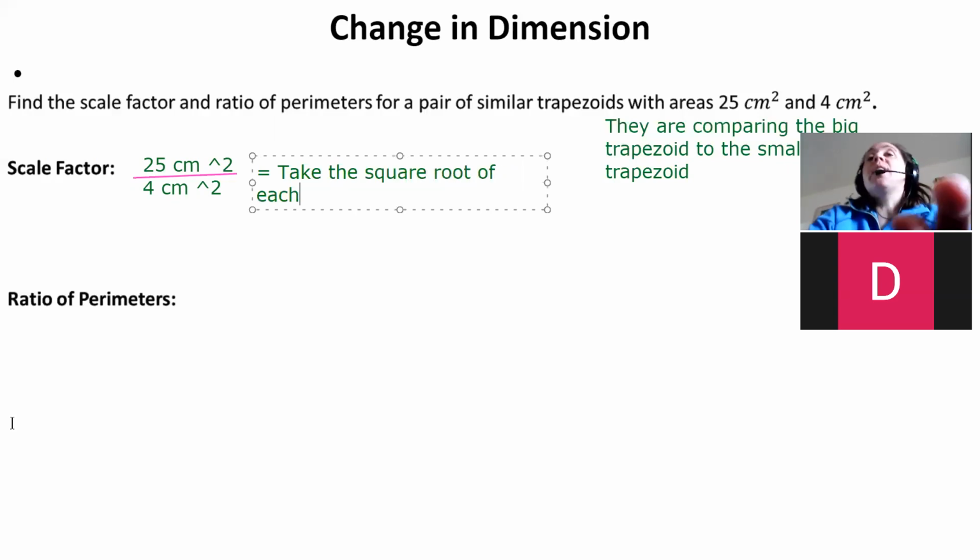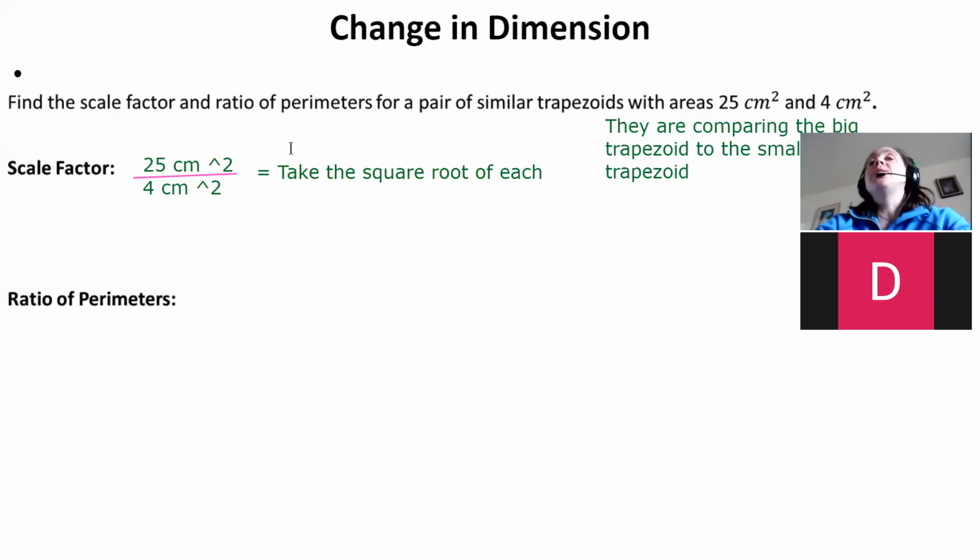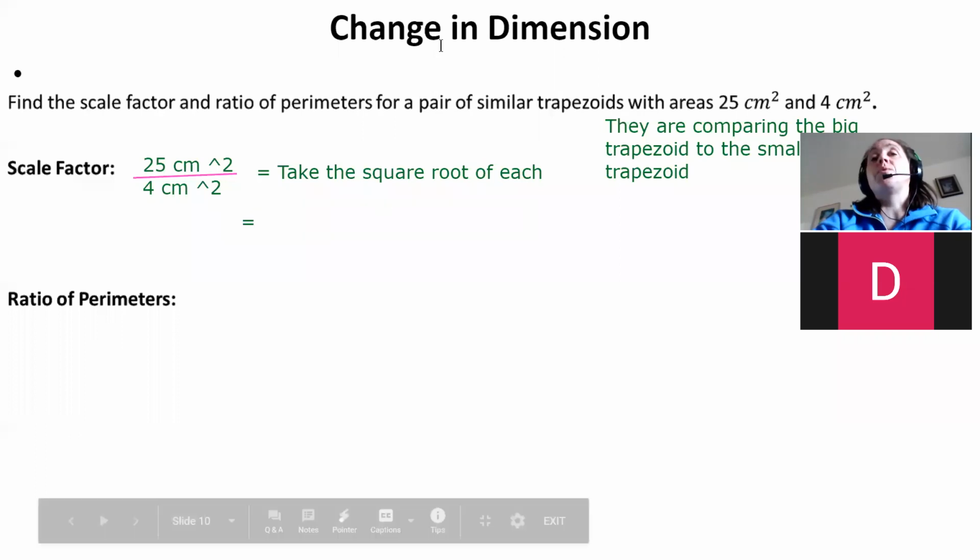Because the area scale factor is always squared. So what is the square root? Oh, yeah, we'll be done after this question, I promise. What is the square root of 25? So what was squared to give me 25? 5. 5 was squared. And if you don't know that, Desmos is a very helpful tool here.